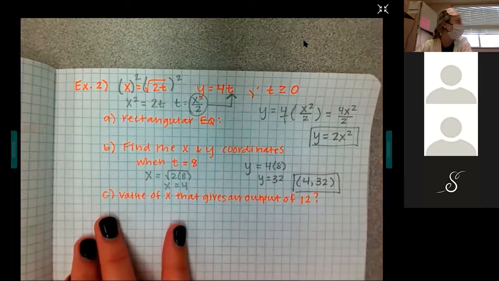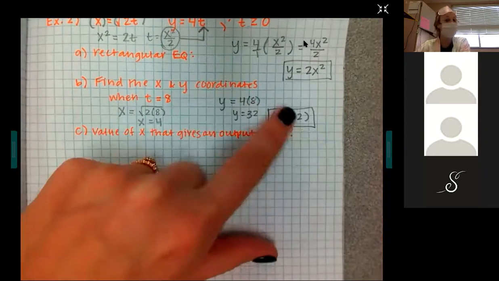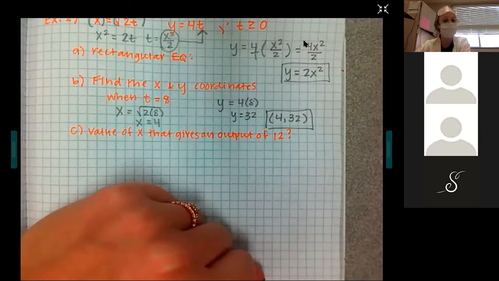Questions on that one? Y'all are okay? X comma y, it says coordinates. So 4, 32. I just wrote it as a coordinate.